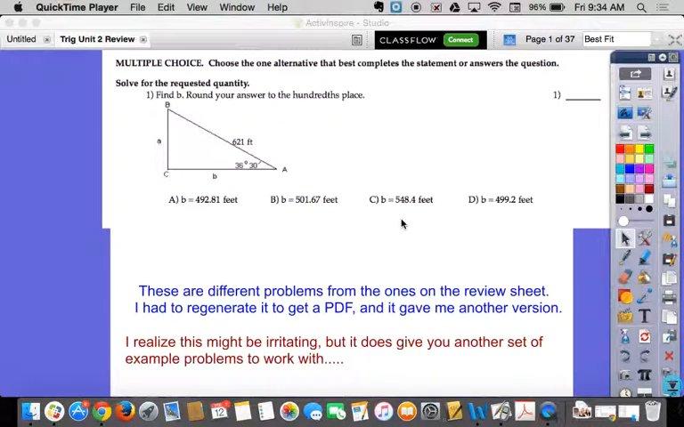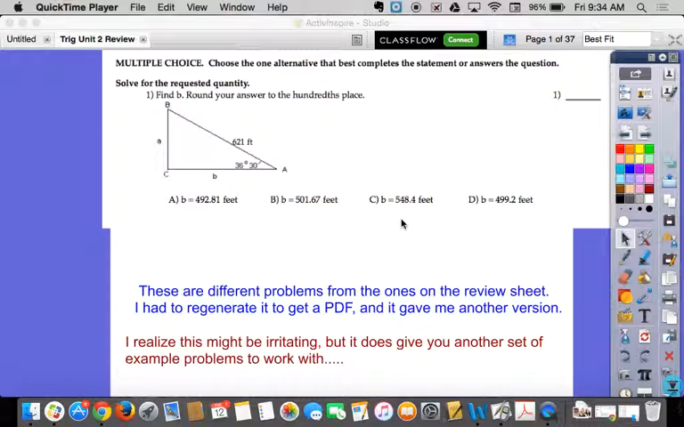Okay, this is an extra review for your Unit 2 Trig test. When I got to looking at it, I had generated a PDF of your review sheet. What I didn't realize is that this copy that I made this flip chart from, the problems are actually different than the review sheet that you have. So I'm going to work through it, but it's not the exact same as your review sheet.